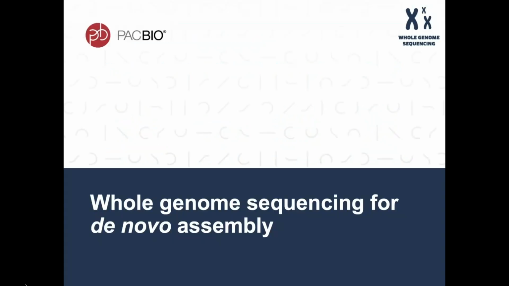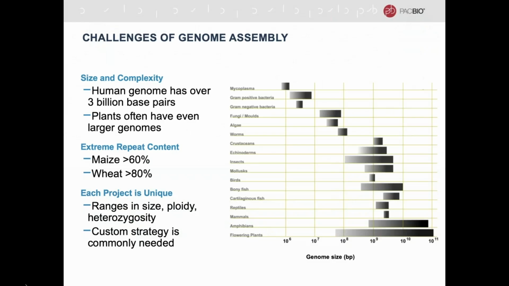So I'm going to dive into each of these applications briefly, starting with whole genome sequencing for de novo assembly. I don't think I need to tell a lot of you, but there are a lot of challenges associated with genome assembly, starting off with just the size and complexity of various genomes. The human genome itself has over 3 billion base pairs. And then we start to look at plants, they can often have much larger genomes. And not only are they larger, but they're very complex.